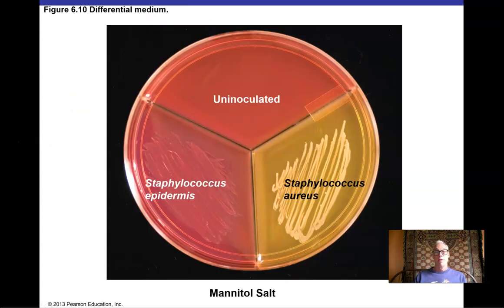So, for example, here we have a differential medium, and it's also a selective medium. It's called mannitol salt. It has salt in it so that other types of bacteria can't really grow in it, but it has mannitol in it, and Staphylococcus aureus can ferment the mannitol. We can see this yellow color here because they are very avidly fermenting the mannitol and using that as a nutrition source, whereas Staphylococcus epidermidis cannot. And so the medium's pH indicator has remained neutral. We know that this particular culture is not fermenting the mannitol.